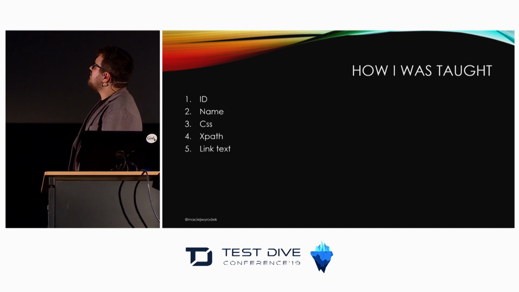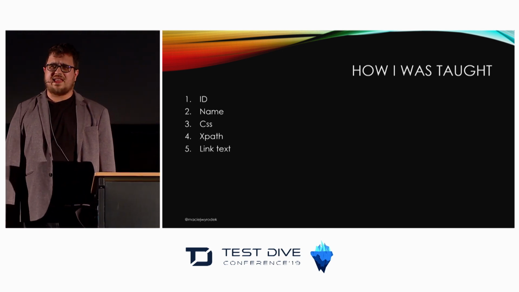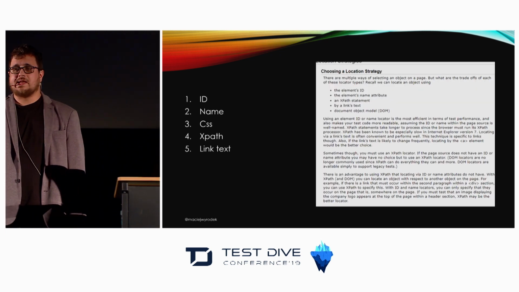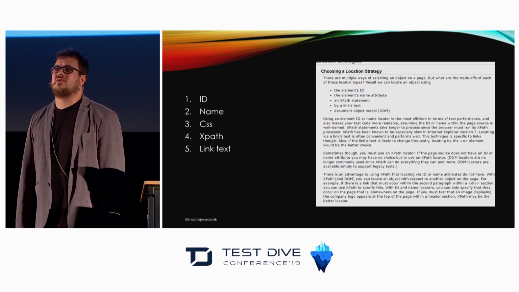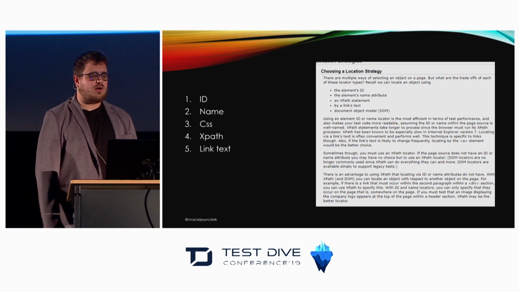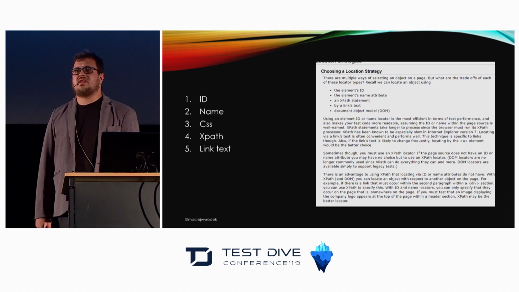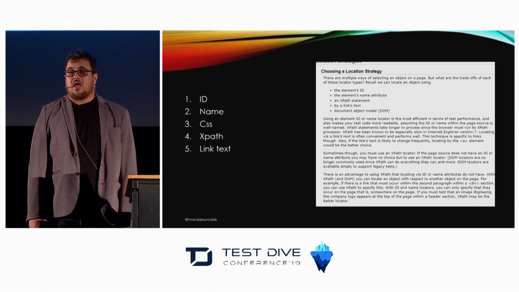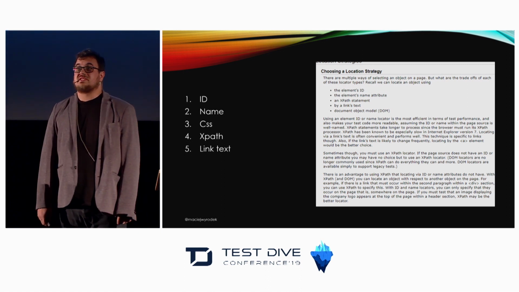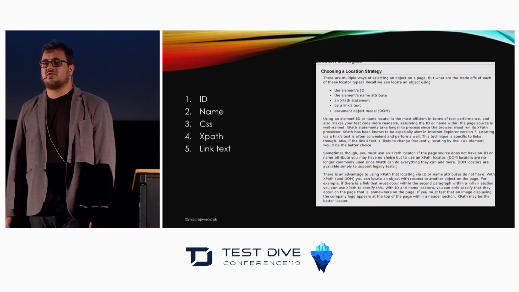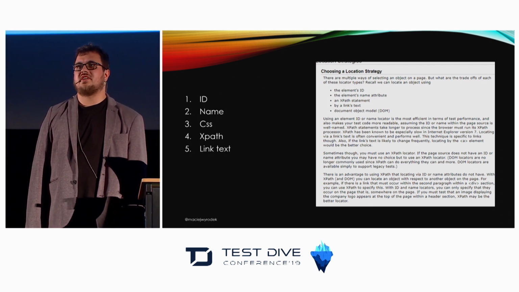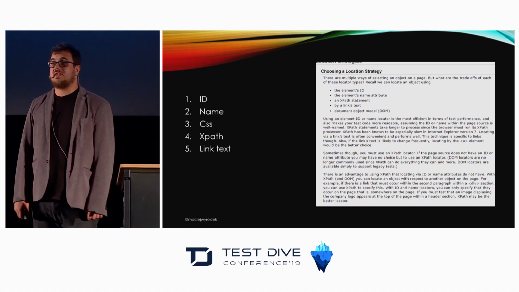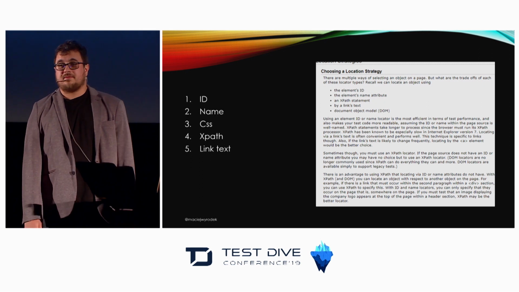But I was still not sure. This is the way I was taught, and I couldn't find why this order. Who came up with this and why? To be honest, I haven't managed to come to a conclusion why and how. I know a few things. ID is the recommendation by both Simon Stewart and Jason Huggins. XPath, they are saying, is the last resort. Basically, if you want to use XPath, think twice if this is the option you want to go with, because it's the most dangerous one, the slowest one, and the easiest to break.